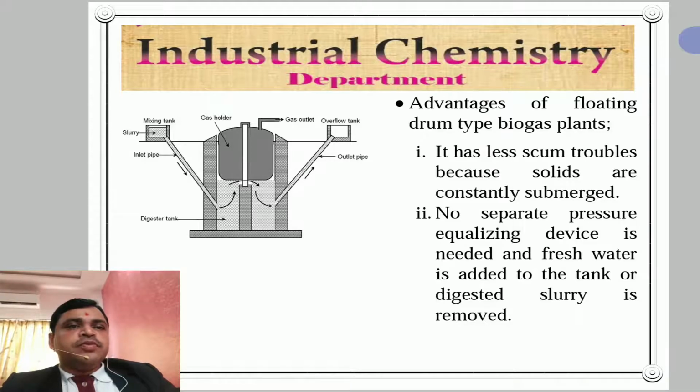Number 2, no separate pressure equalizing device is needed and fresh water is added to the tank or digested slurry is removed. This is a main important point. Here no pressure equalizing device is required. Fresh water is added, so the inlet material is in the form of slurry and we remove this slurry very easily.